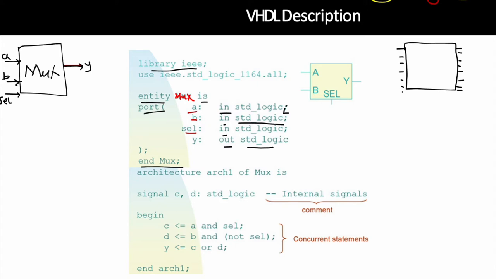Then you notice something, right? It's like a C structure. The last entry doesn't have a semicolon. All the entries have a semicolon for the port, the last entry doesn't, but the end of the port has a semicolon.